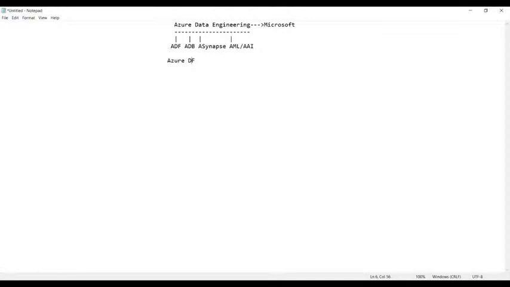So ADF stands for Azure Data Factory. Azure Data Factory is a service provided by Microsoft to perform the job of ETL or else ELT. That's it.